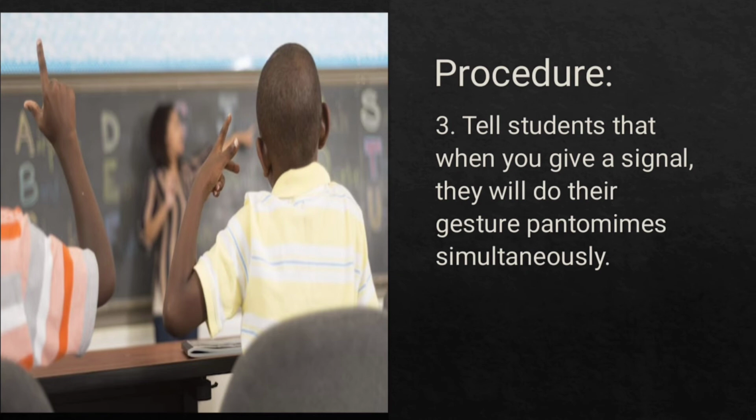So procedure number 3. Tell students that when you give a signal, they will do the gesture pantomimes simultaneously. So this time, you will prompt a difficult word in front of them, and then you will let them explain it using the gestures only. And when you give a signal, that's the time that the students will start their hand gestures, their face gestures, to show their understanding of that word. And of course, it combines with the music.